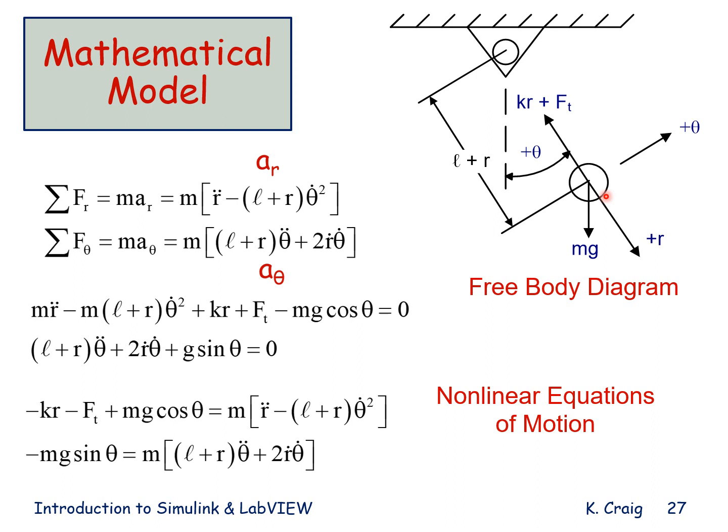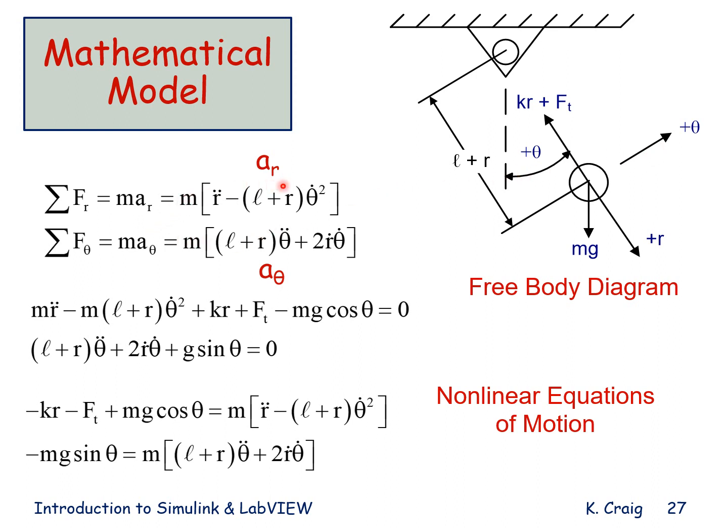The summation of forces in the theta direction is simply the theta component of the weight, or minus mg sine of theta. And that's the component of the weight in the negative theta direction. There are no spring force components in the theta direction. And that must equal the mass times the absolute acceleration in the theta direction.